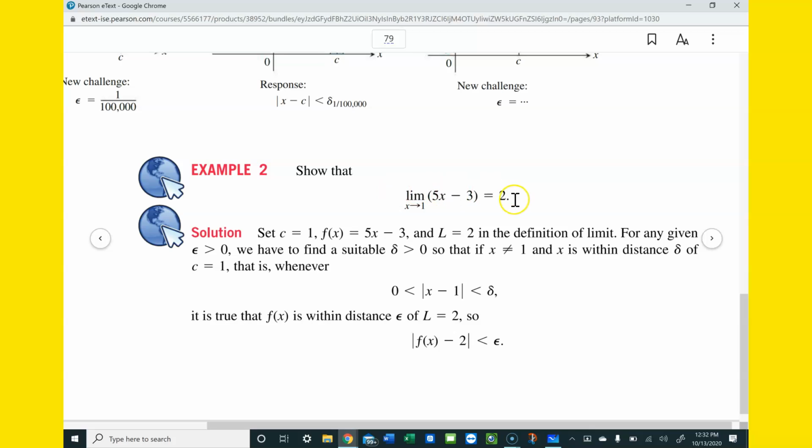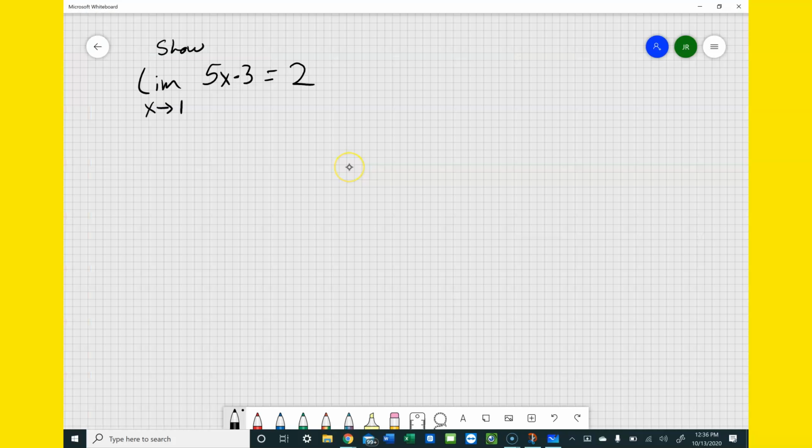Example 2 now. We finally get to a concrete example again. Show that the limit of 5x minus 3 as x approaches 1 is 2. All right, we're trying to show that the limit of 5x minus 3 as x approaches 1 is 2. We kind of already know this to be true, obviously, because if you plug 1 in, you get 5 minus 3, which equals 2. So it's obviously going to be the case, but we have to show it and prove it.